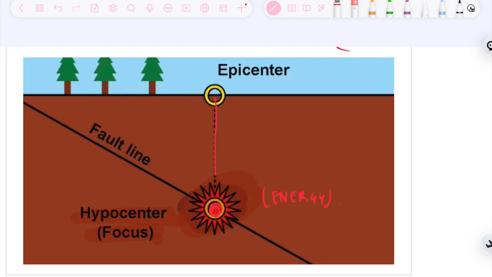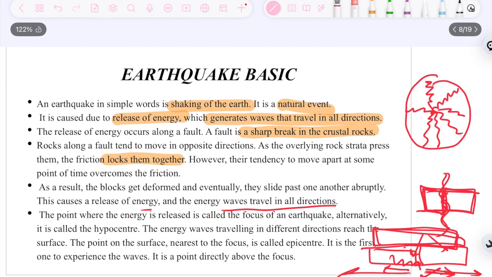And the point which is closest on the surface, where this energy wave first reaches, is called the epicenter. So what we call hypocenter or focus is here, and this is the epicenter. When these rocks try to move in different directions and there is friction from the overlying rock, but still they manage to slide in different directions, that is when a fault line is created and there is a release of energy. When this energy travels in different directions, the nearest point on the surface where it reaches first is called an epicenter. So that is what we have to study now.